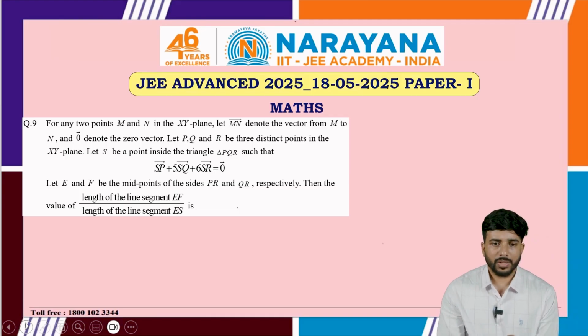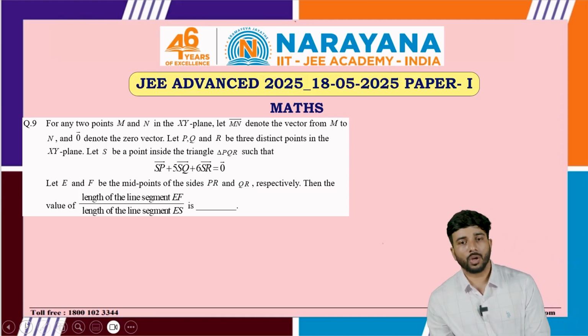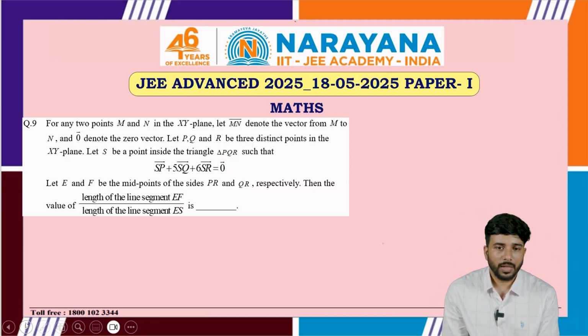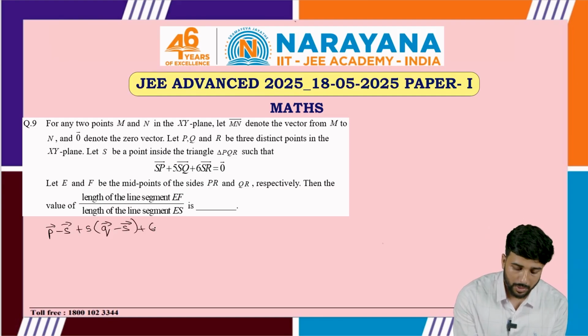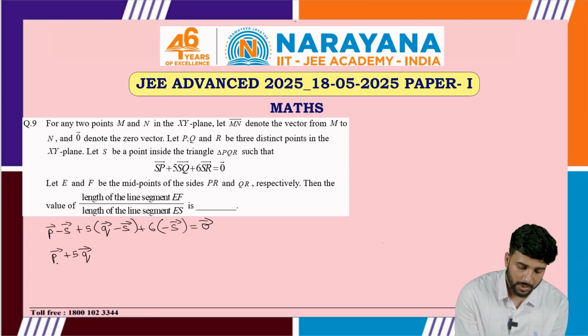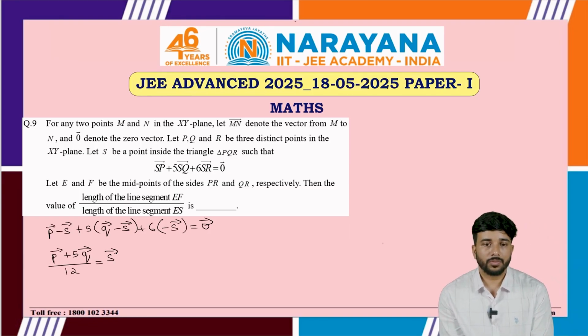So now, because it involves only lengths here, I can shift the origin as per my convenience. I'll take my origin at R bar. If I take my origin at R bar, what is the relation I'll get? P bar minus S bar plus 5 times Q bar minus S bar plus 6 times R bar, which is 0 bar minus S bar, is equal to 0 bar. So (P plus 5Q) by (6 plus 5 plus 1), that is by 12, is equal to S bar. This is the relation we have.